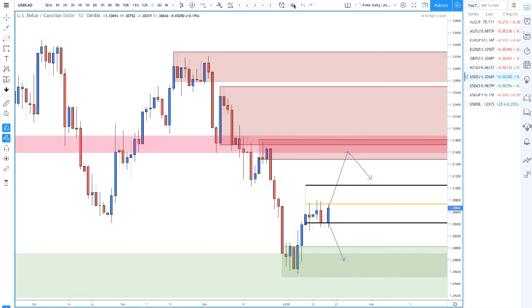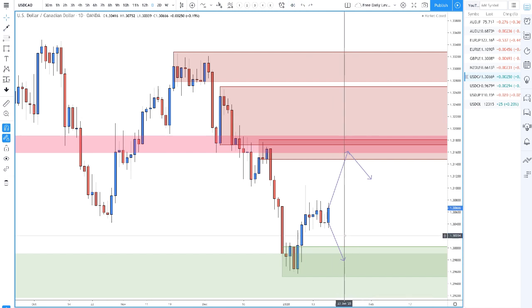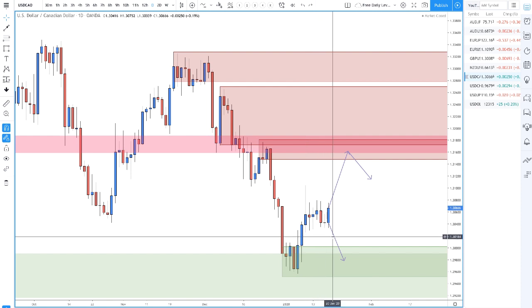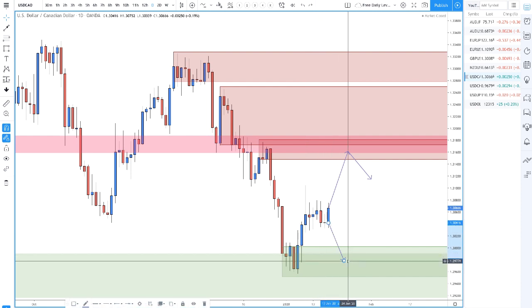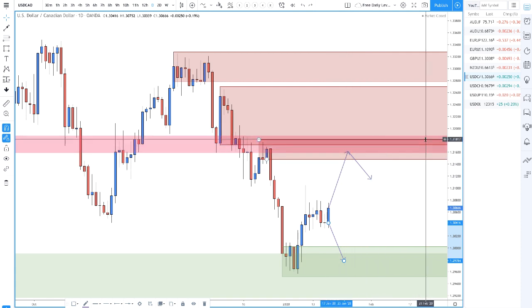But in the meantime, there really aren't any supply zones at the moment. It's just literally gone sideways. So we're looking at either pullbacks into demand if you want to be a buyer of the dollar right here, or a move up to get short right there.